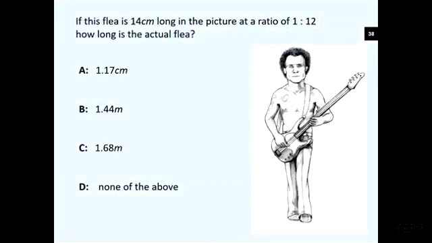So if that flea is 14 centimetres long in the picture at a ratio of 1 to 12, how long's the actual flea? Again, is that too old for the reference? Does anyone know who Flea is? Am I too old? Okay, mostly I'm too old. Red Hot Chili Peppers? Okay. I'm too old.